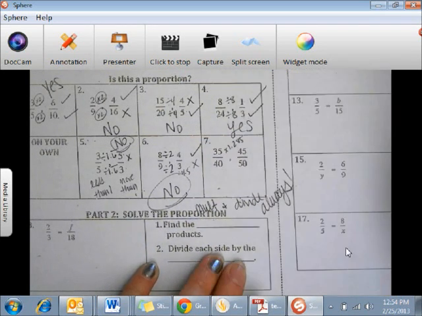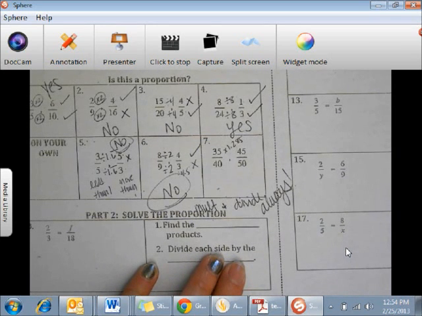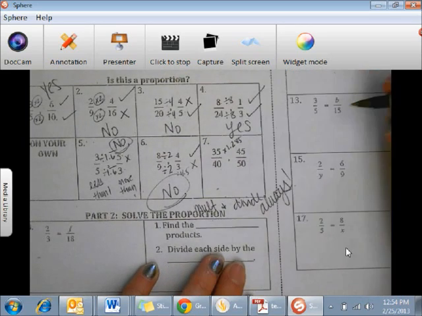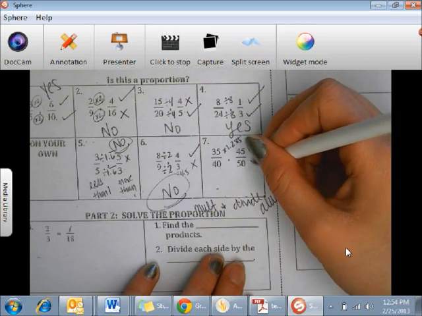So it doesn't work to add, we would have to multiply. And if I multiplied 40 times 1.285, I would get 51.4, so that wouldn't work either. So that would be no as well.